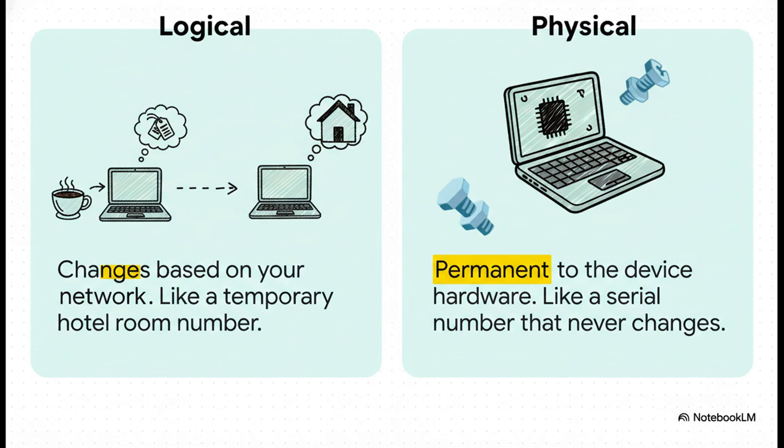And this table right here just illustrates the difference perfectly. A physical address, like your computer's MAC address, that's like its serial number. It's permanent, it never changes. But a logical IP address, that's more like a hotel room number. Think about it. When you connect to the Wi-Fi at a coffee shop, you get assigned an IP address for that network. Then you go home, you connect to your own Wi-Fi, boom, you get a completely different one. The address is tied to the network you're on, not the device itself.